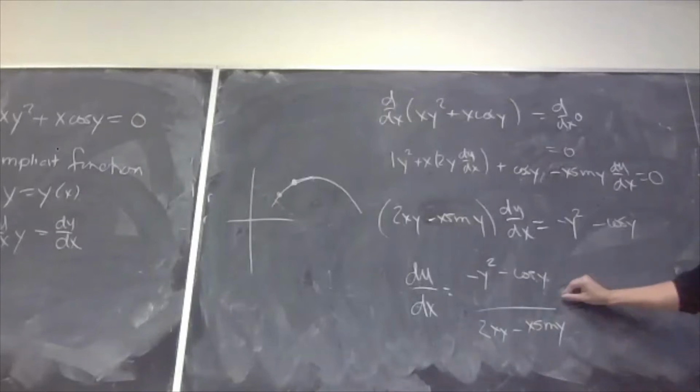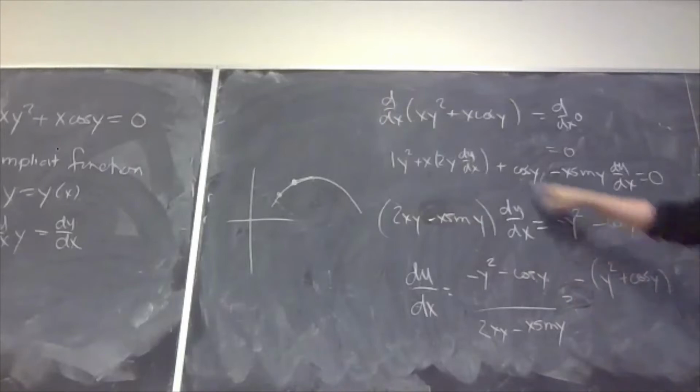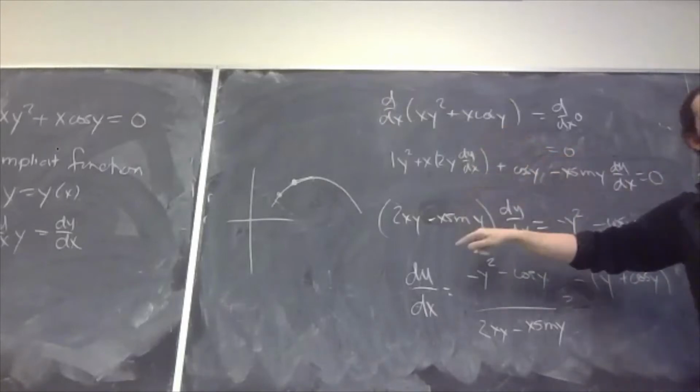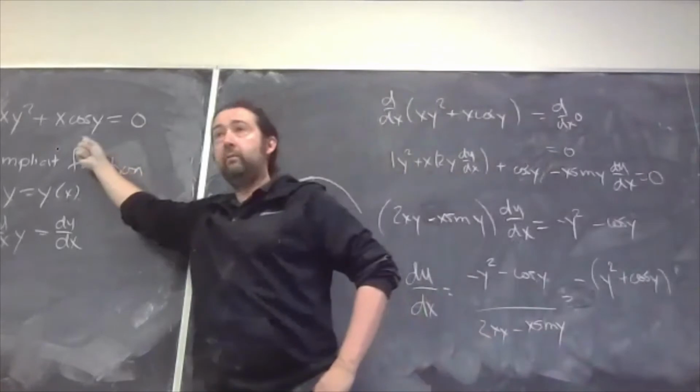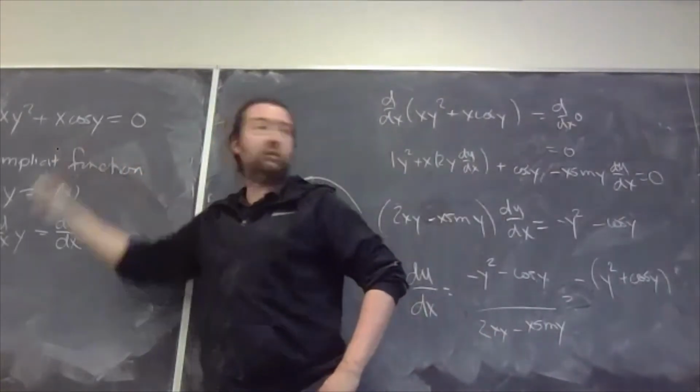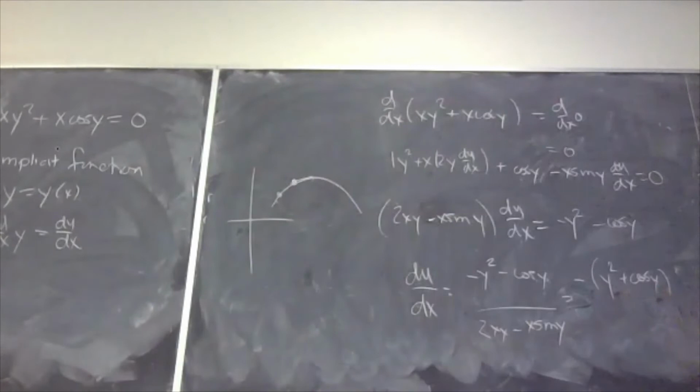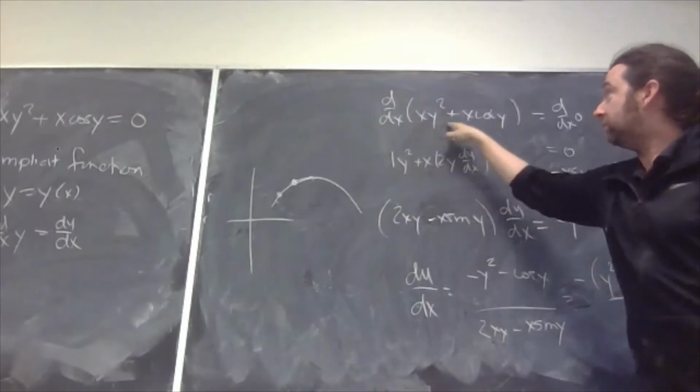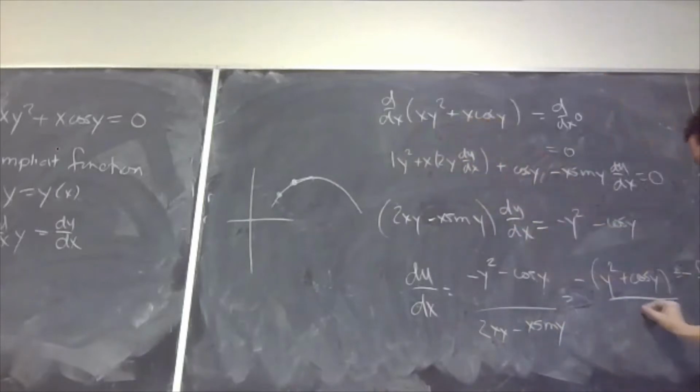But notice, I could rewrite this as minus y squared plus the cosine of y. Does that look like a quantity that arises from this derivative somewhere? Like if I just wrote this function down right here, it has to take some derivative of it. Does this thing result? It's the partial derivative of that function with respect to x. So this is minus fx. And in the denominator, 2xy minus x sine y looks an awful lot like fy.